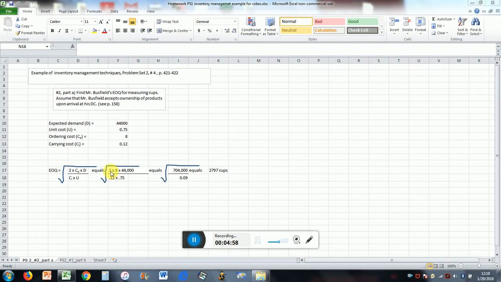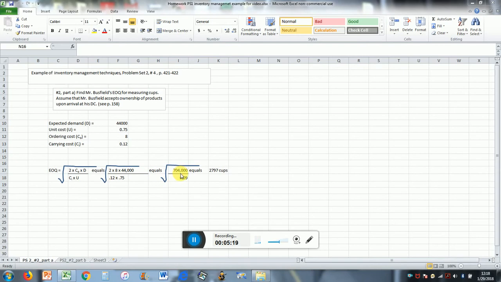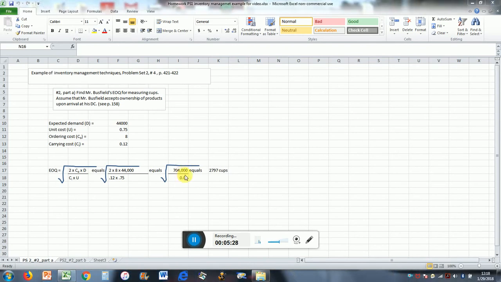and we have 2 times the ordering cost, which is $8, times the demand, which is 44,000. All that is divided by the inventory carrying cost of 12 cents times the unit cost for the cups, 75 cents each. We continue to do the math, and now we have 704,000 over 0.09. We do this equation and we divide this into the 704,000, and we take the square root of that, and then what that comes up with is 2,797 cups. That is the EOQ, or the economic order quantity, that Mr.